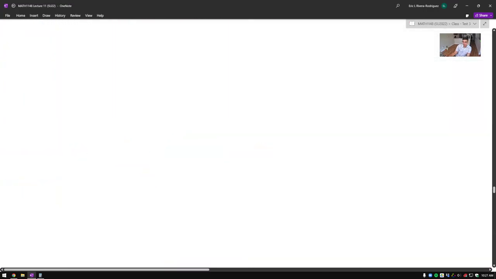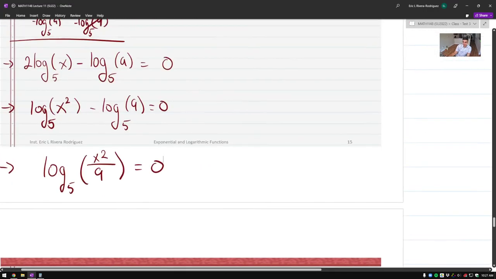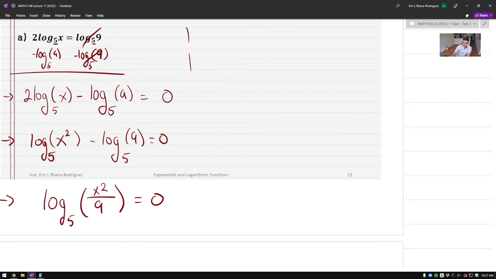Okay? Now that I have just one logarithmic function in my equation, now I can turn this into what? Into exponential form. Because I want to solve for x, and x is in the argument. So it's going to be 5 raised to the power of 0 equals x squared minus 9.